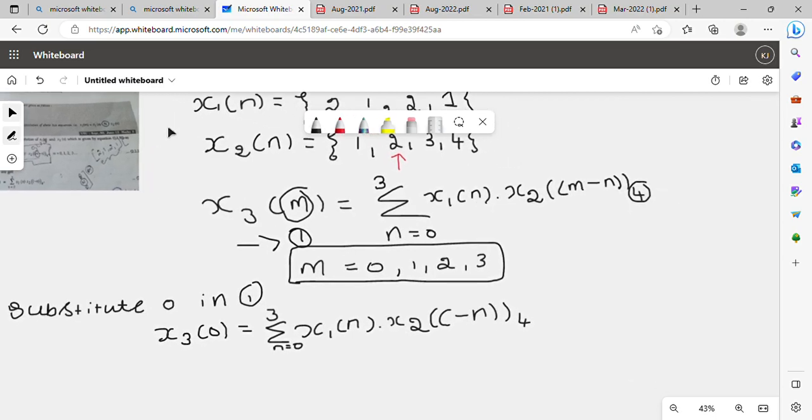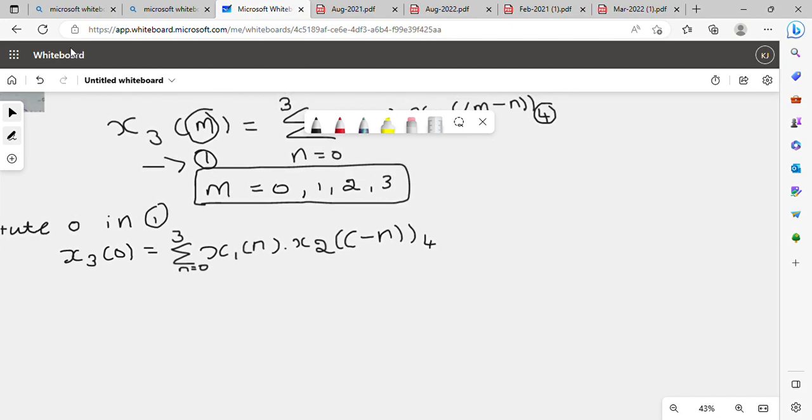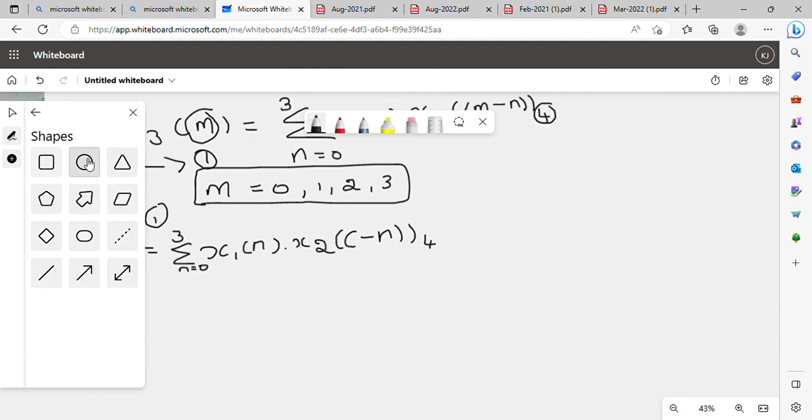Yes. So now if I substitute the circular convolution, please do consider this much. Now if I consider the circular convolution, let me take a shape. I need a circle shape, right? This is my circle. So here you are going to make it bigger. Just a minute.